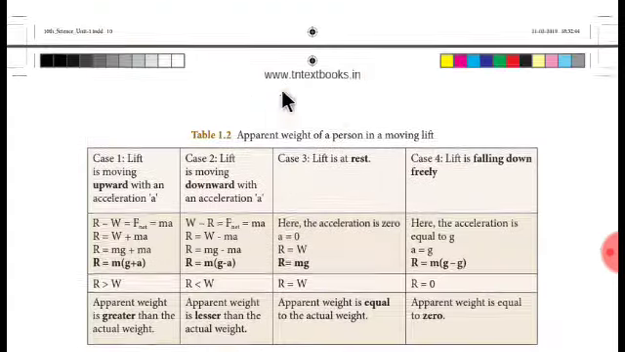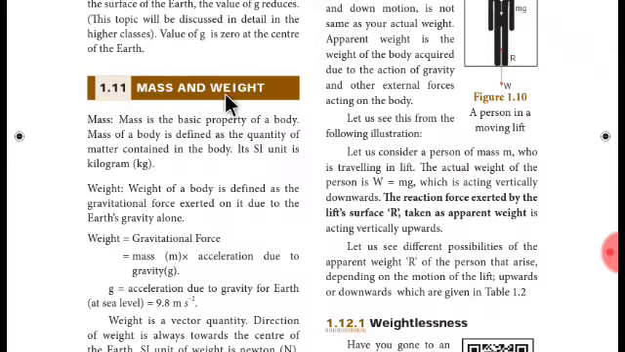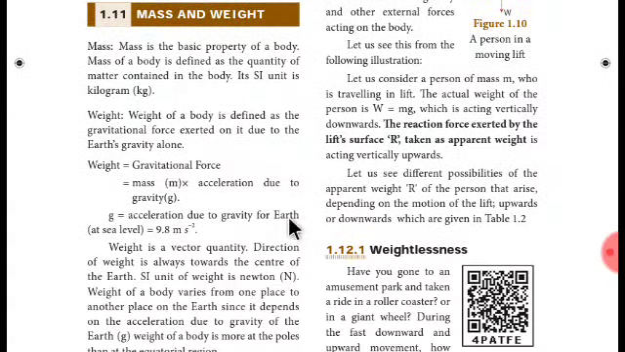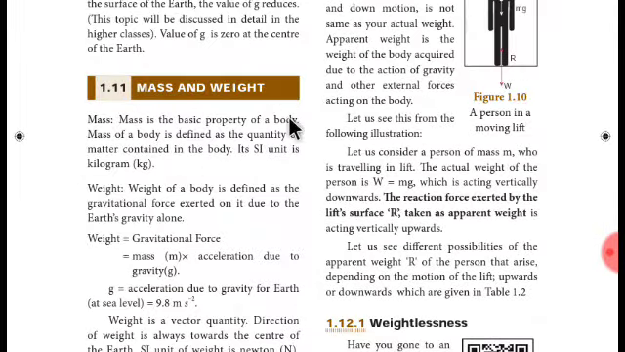In the last lecture we saw the difference between mass and weight. Mass is a physical quantity which measures how much matter is present in your body. Weight is the gravitational force of the earth or any planet. Mass has the unit kg and weight has the unit Newton. That's all about mass and weight.